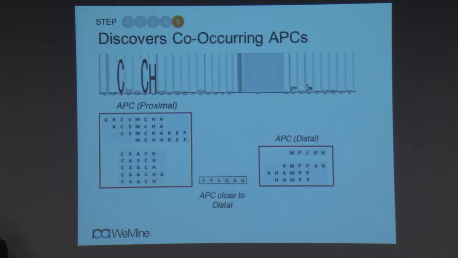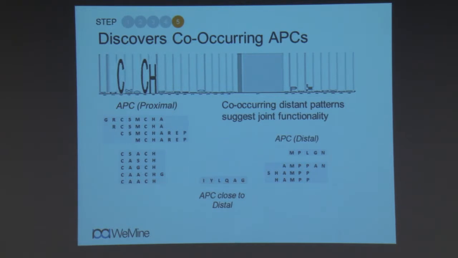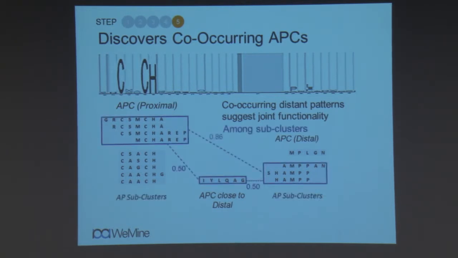So by co-occurrence, it means that if two patterns always co-occur on a molecule, it indicates that they have some kind of joint functionality. It may govern their folding, their interaction, or anything else. So here we find that these are co-occurring APC, but these two also somehow co-occur. If you go to the subcluster level, we also find that these co-occur.